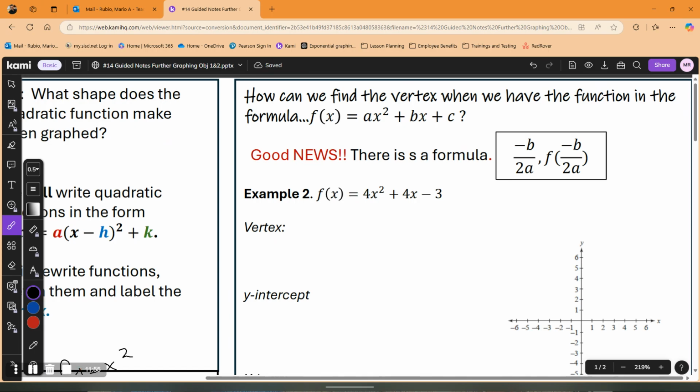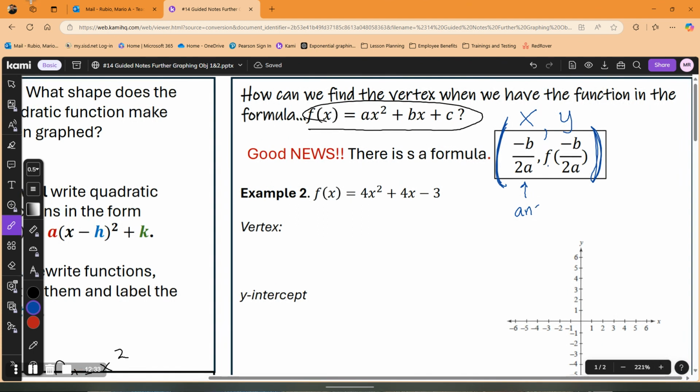Instead of doing all that process, we're going to see how we can find the vertex when we have the function in the form where it's already like this. We had to go through all those steps, rewrite it, and then try to find the vertex. But good news, there's a formula. It's a coordinate point, so there should be parentheses here. Your x is going to be negative b divided by 2a. And your y is going to be the function evaluated at whatever answer you get here, which is going to go in here.